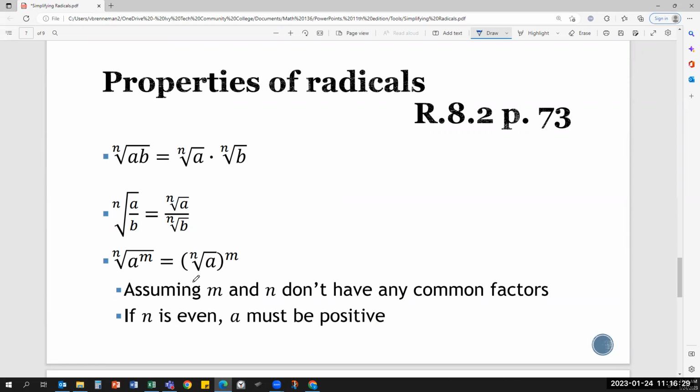And then we have the nth root of a to the m. You can do the power first and then the radical, or the radical first and then the power, essentially is what that's saying. This is assuming m and n don't have any common factors, and then if n is even, then a has to be positive for this to be true.